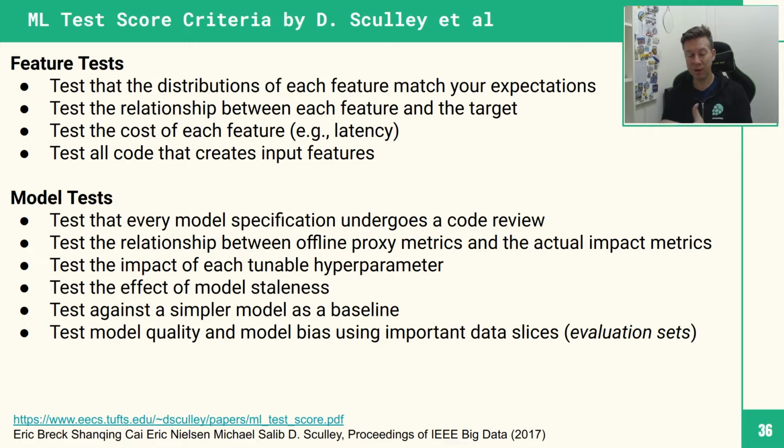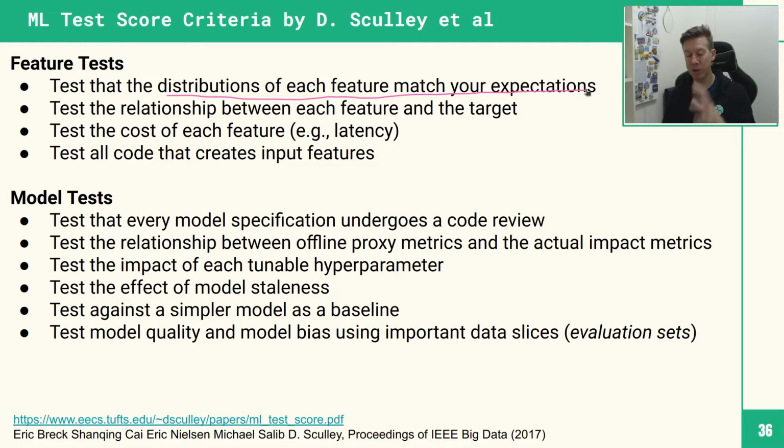Sculley, who is a well-known researcher in the systems ML field at Google, and his team wrote a bunch of different tests that they saw as necessary for putting machine learning in production. So we'll just go through them, and many of these are still very valid today. So let's look at the feature test. So the feature tests suggested were look at the distributions of the individual features and see if they match your expectations. We're going to look at that later on.